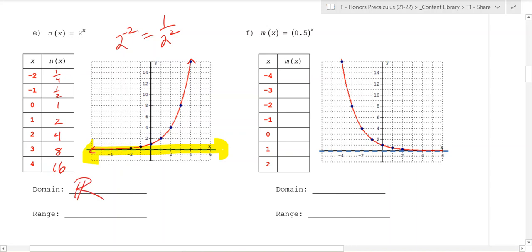Now what about the range? Well, you can't get any outputs less than 0. So you end up with the range being greater than 0. Keep in mind you can't make this equal 0. 2 to the x can never equal 0. No matter what you plug in, you can't make it equal 0. So it's going to be strictly greater than 0. Another way to write that would be 0, infinity, with the open bracket right there, not the closed bracket.